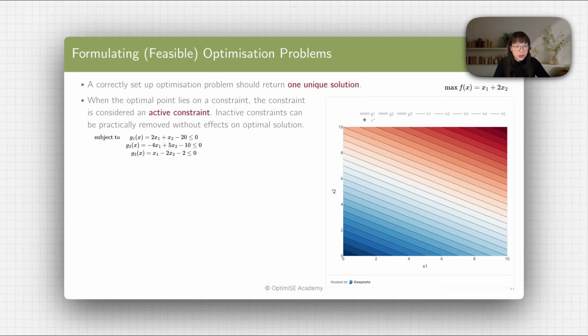So for example, G1 is 2x1 plus x2 minus 20 less than or equal to 0. G2 is minus 4x1 plus 5x2 minus 10 less than or equal to 0. And G3 is x1 minus 2x2 minus 2 less than or equal to 0. If we toggle these constraints on, you can see G1 is this shaded area, G2 is this shaded area, and G3 is this shaded area over here.